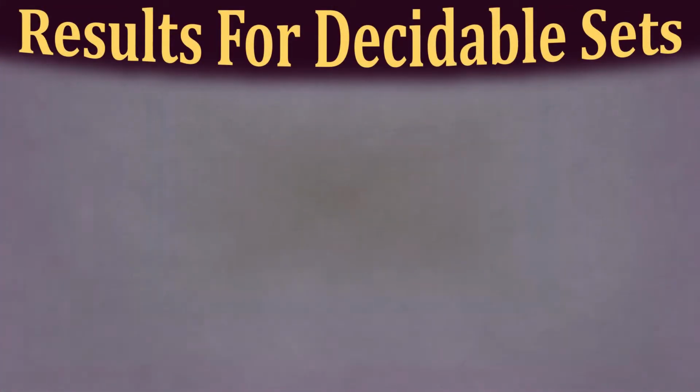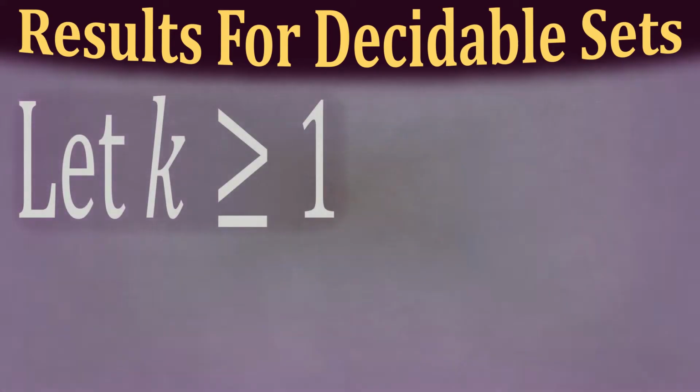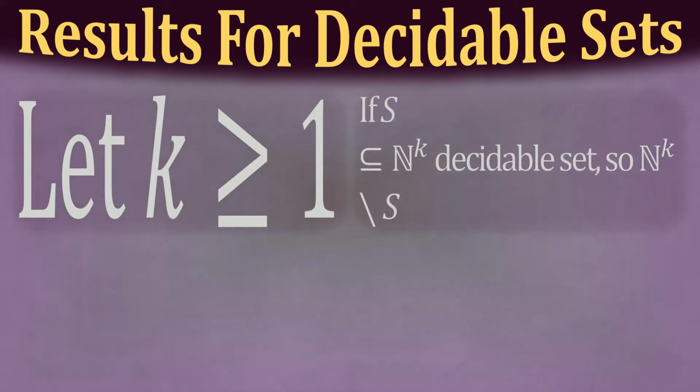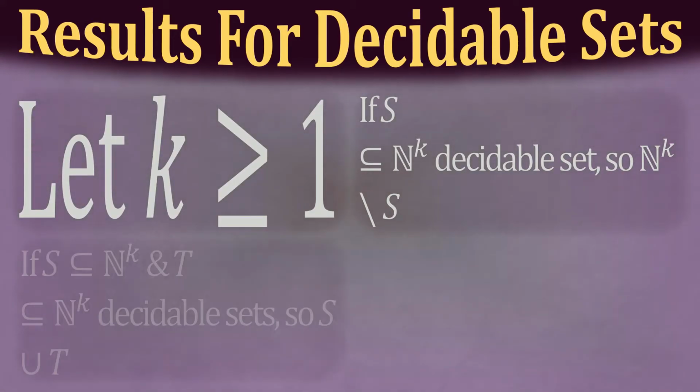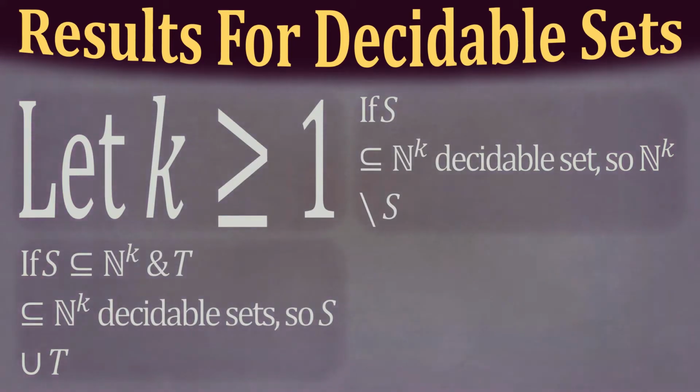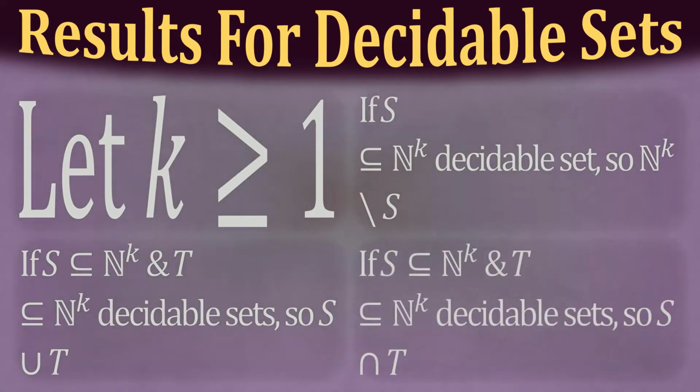Hence, let's give results for decidable sets. Let k be greater than or equal to 1. If s is a subset of the naturals to the k and it's a decidable set, then so is the naturals to the k without s. If s a subset of the naturals to the k and t a subset of the naturals to the k are decidable sets, then so is s union t. If s a subset of the naturals to the k and t a subset of the naturals to the k are decidable sets, then so is s intersect t.